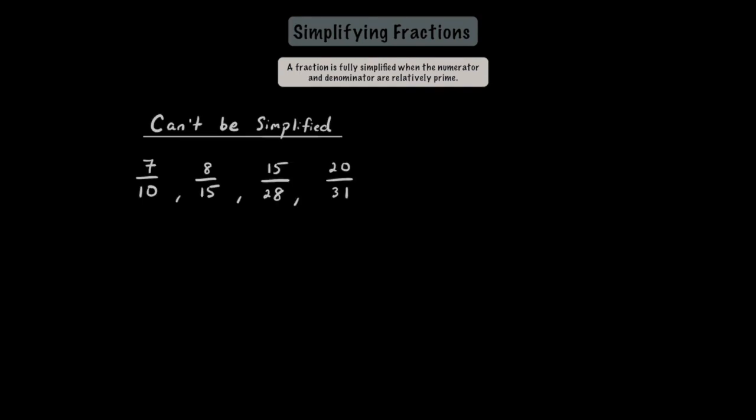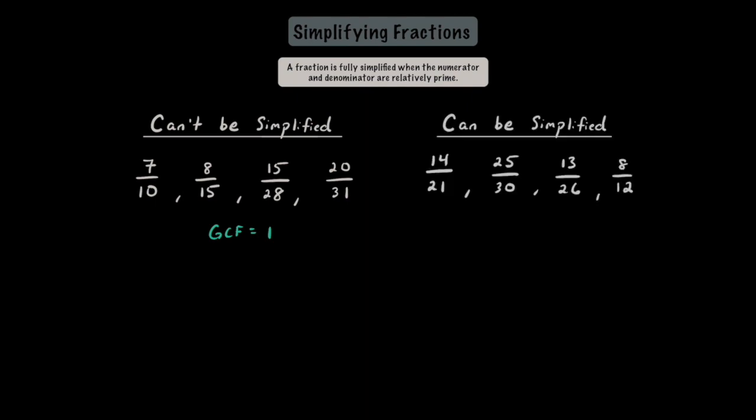Here we have some fractions that can't be simplified. Whether you're looking at 7 and 10, or 15 and 28, the GCF between each of these numerators and denominators is 1. When we identify that their GCF is 1, we know that they're relatively prime and that they can't be simplified. Here on the right, we have some fractions that can be simplified.